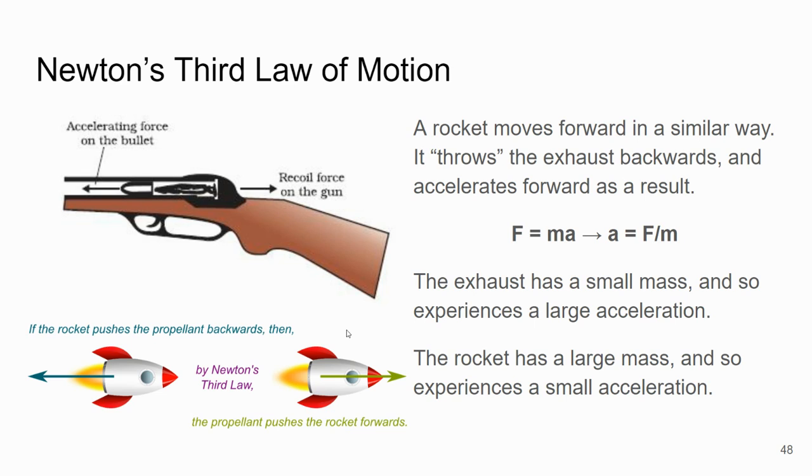So you could imagine standing on a skateboard and holding a bowling ball. Well, if you toss the bowling ball to your right, the bowling ball will go to the right. And you can imagine doing this. Don't do this at home, by the way. As you throw the bowling ball to the right, you're going to go to the left. That's how a rocket works.